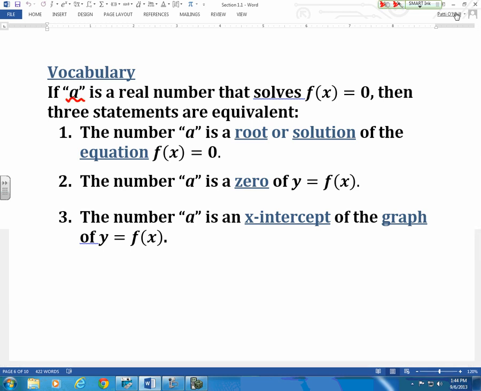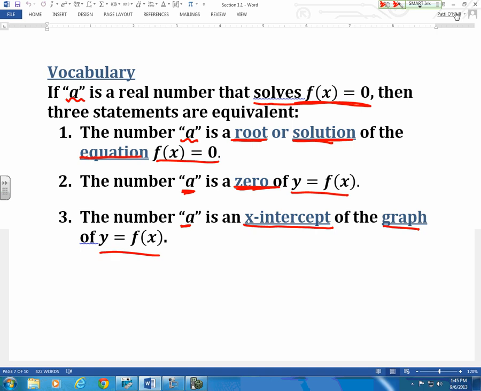We're going to start off with a representing a real number, and that solves this equation f of x equals 0. Three statements mean the exact same thing. The number a is a root or a solution of the equation f of x equals 0. The number a is a 0 of y equals f of x. And the number a is an x-intercept of the graph of y equals f of x.